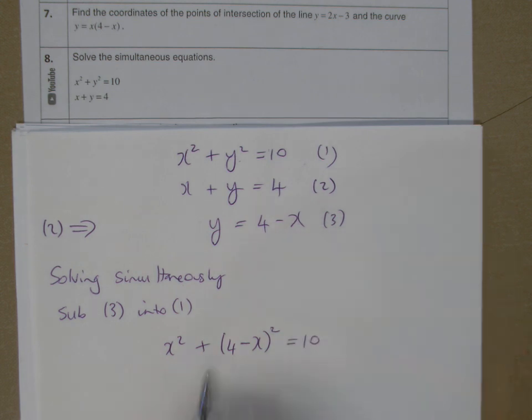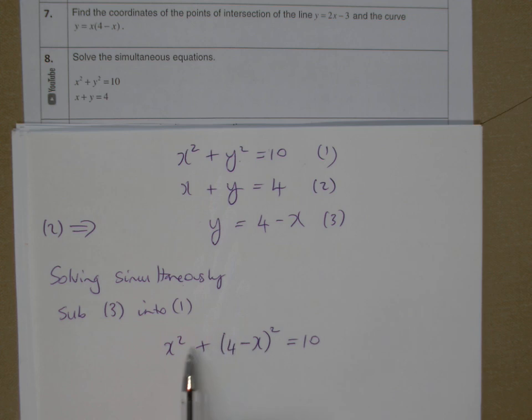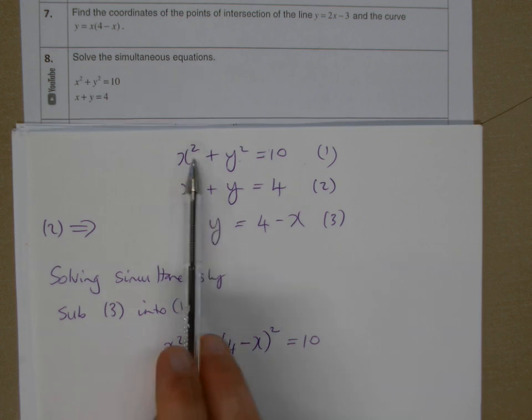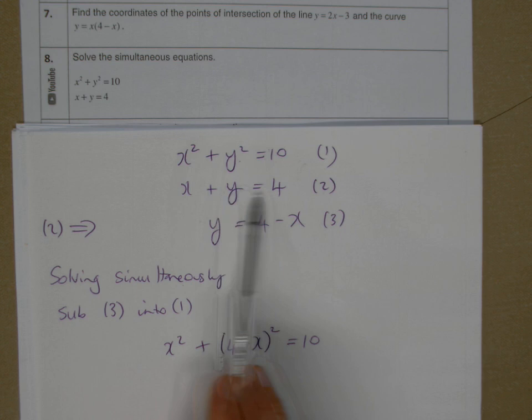So I haven't done anything wrong. I'm solving the equation simultaneously, and instead of saying x squared plus y squared equals 10, I'm now saying x squared plus 4 minus x all squared equals 10. I'm writing y in terms of what I've got from equation 2.